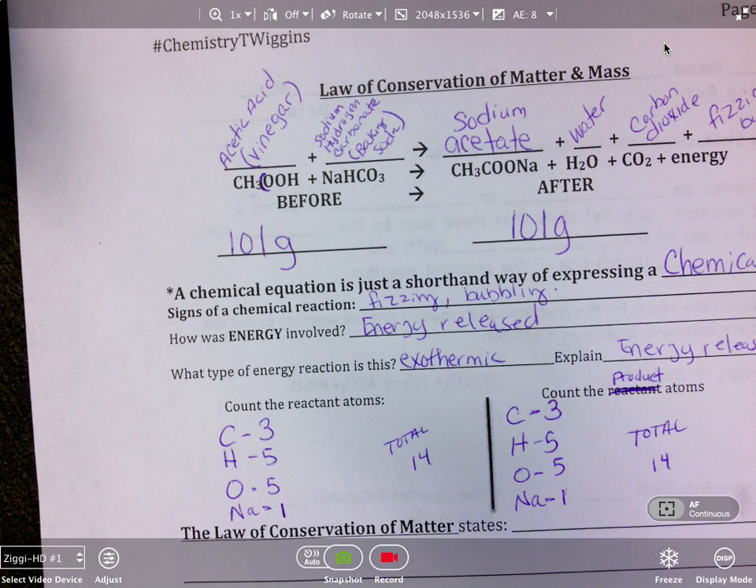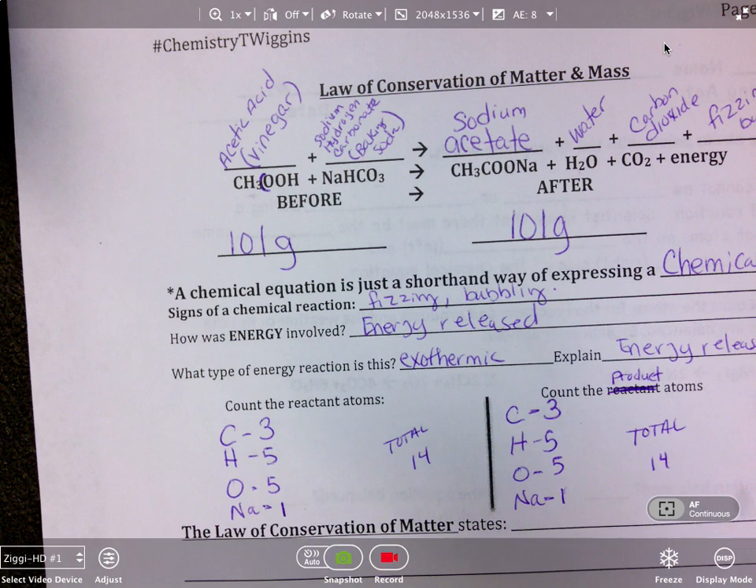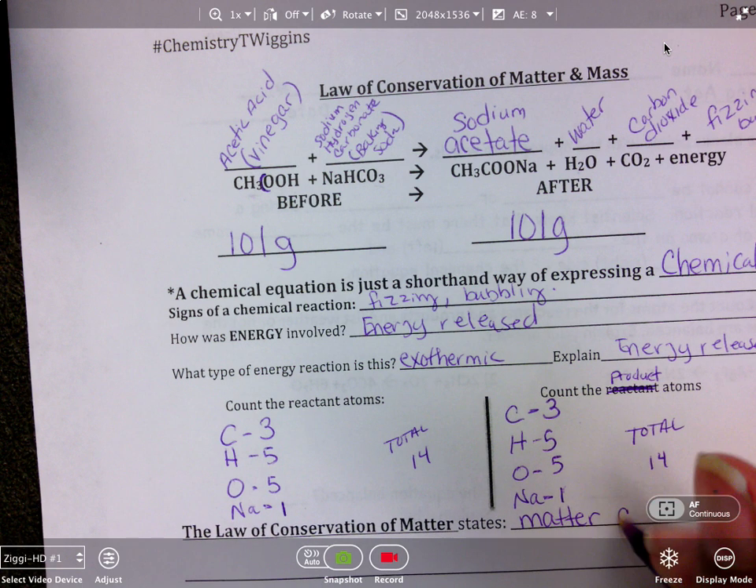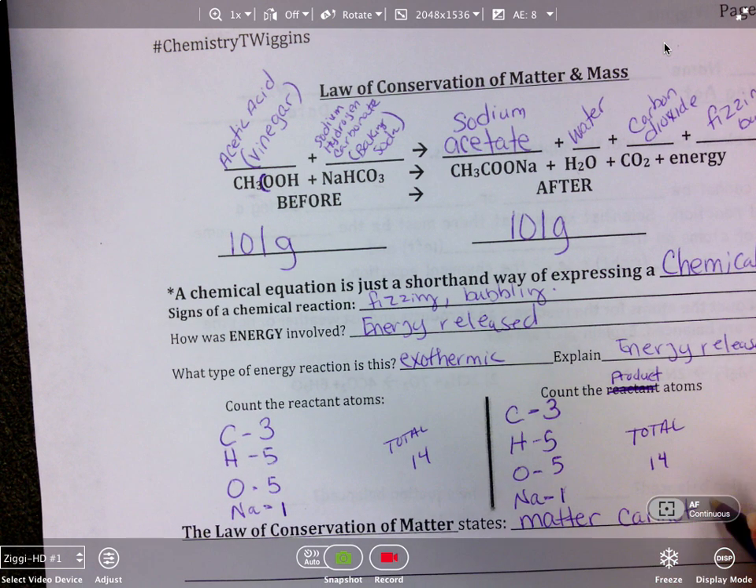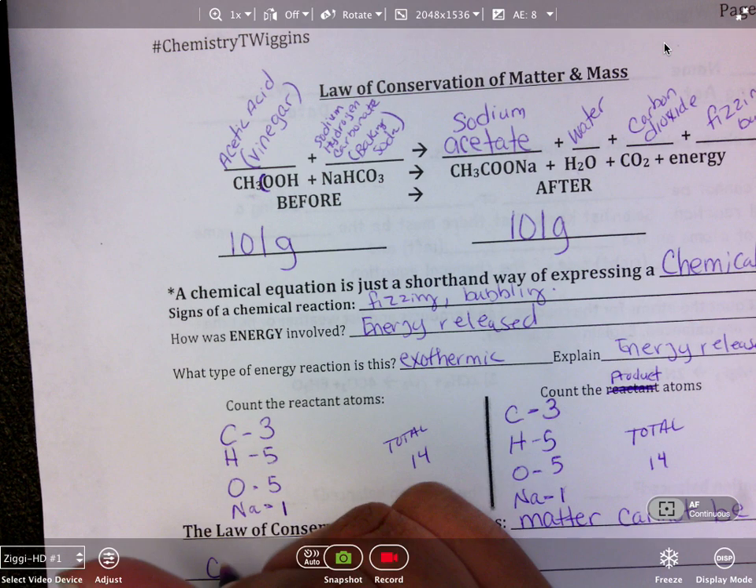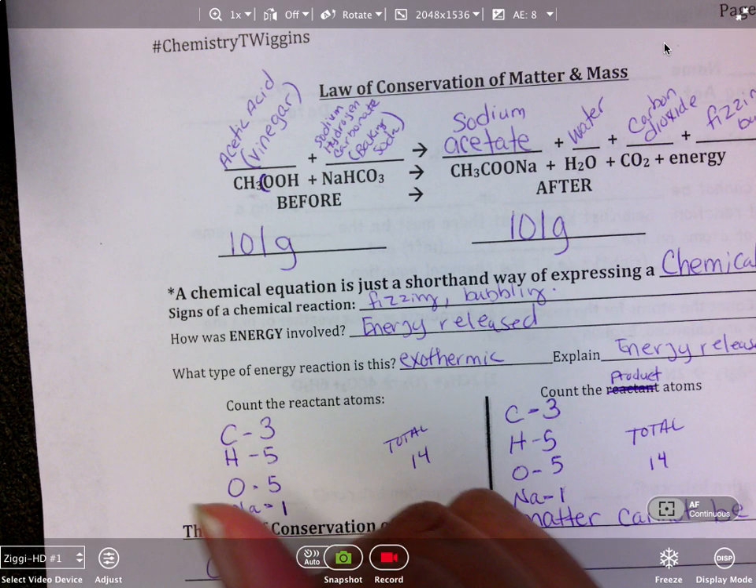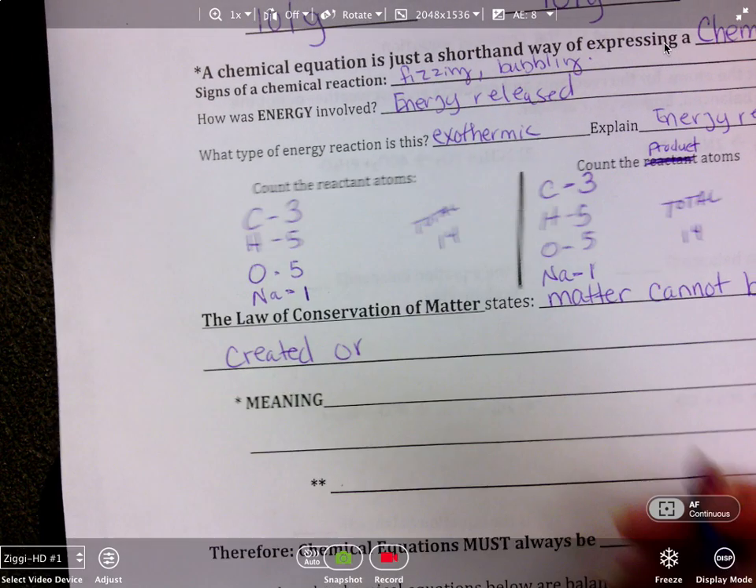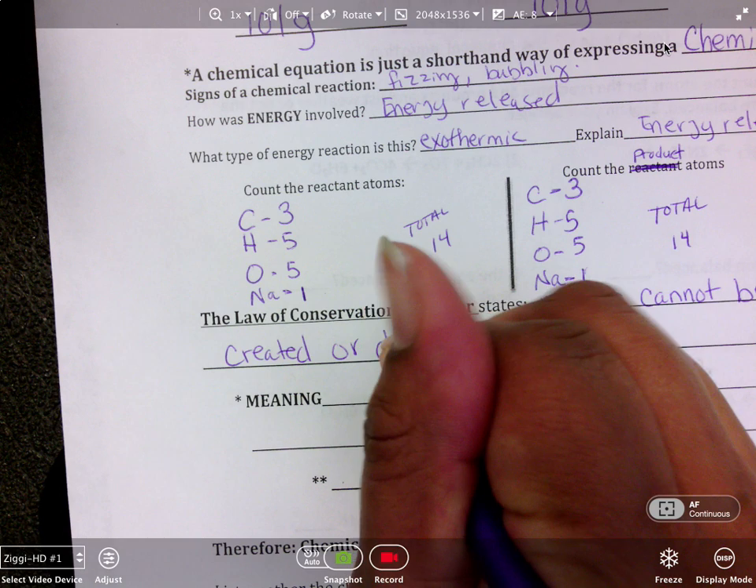It's balanced. So the law of conservation states that matter, because the elements are matter, cannot be created or destroyed.